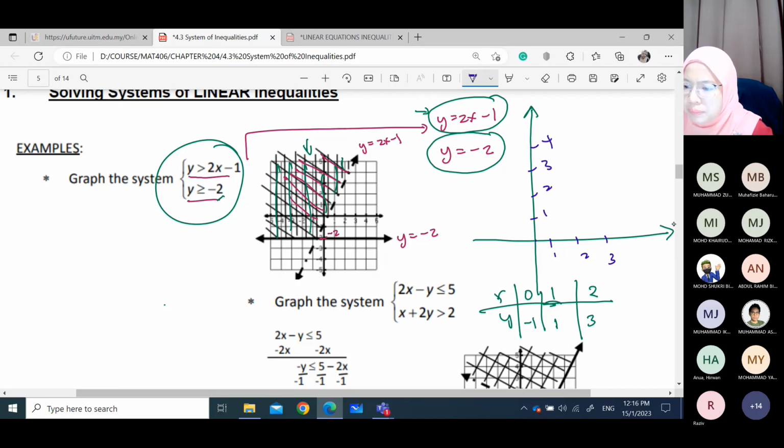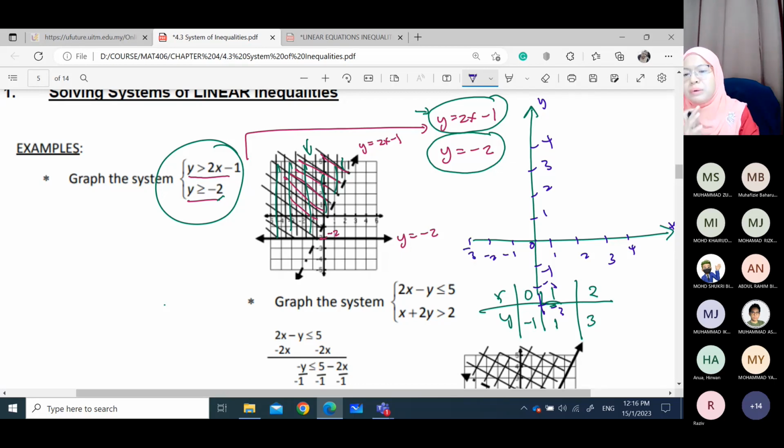4. So ini adalah paksi x, yang ini adalah paksi y. Paksi positif y sentiasa berada di atas kosong. Atas ni semua positif y. Bawah ini adalah negatif y. Negatif 1, negatif 2, negatif 3 dan seterusnya. Kalau untuk x pula, nilai positif x berada di sebelah kanan. Ini semua positif x. Okay. Di sebelah kiri adalah negatif x. Negatif 1, negatif 2, negatif 3 and so on.